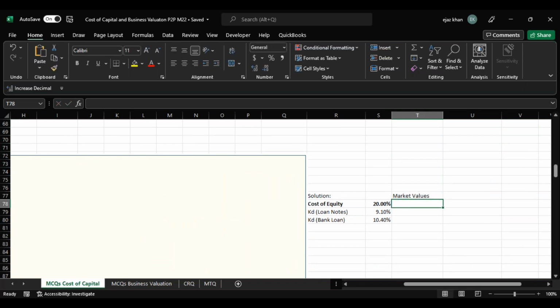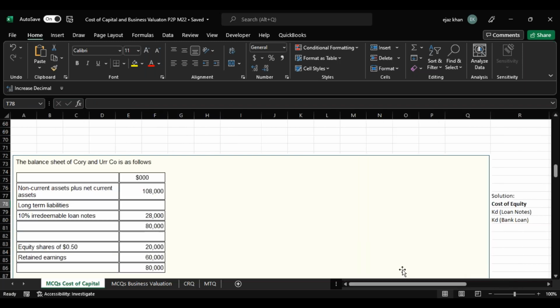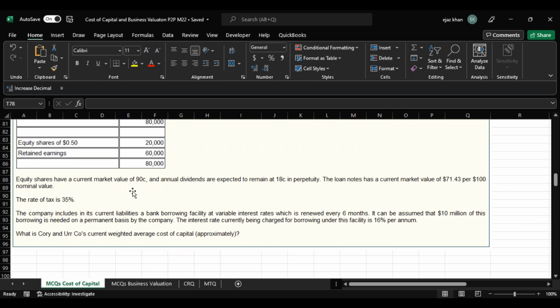First of all, let's talk about equity, and the price of each share is 90 cents. Now, how many shares do we have? That's the total par value of the shares. So in order to calculate the number of shares, we have to divide this value by the per share par value, which is $0.5 in this case. So always remember, from the balance sheet, they give us the total par value of equity share capital, and by dividing it by the per share par value, we will get the number of shares outstanding.